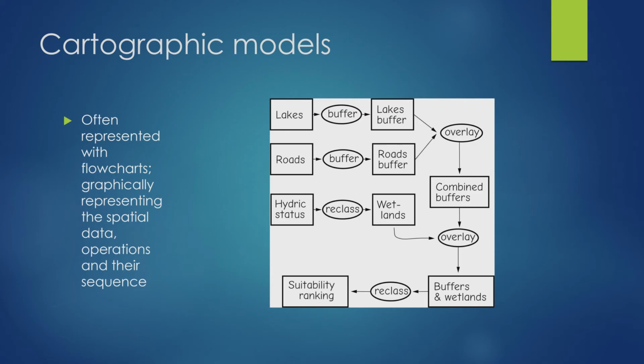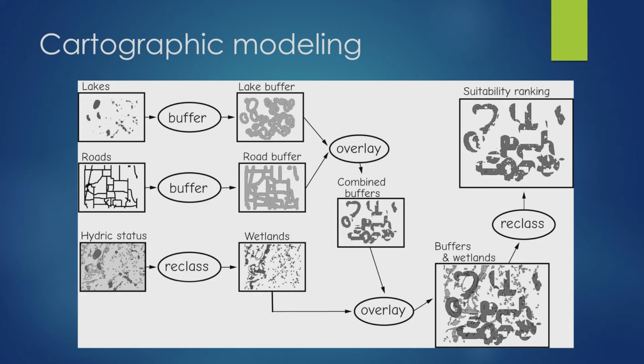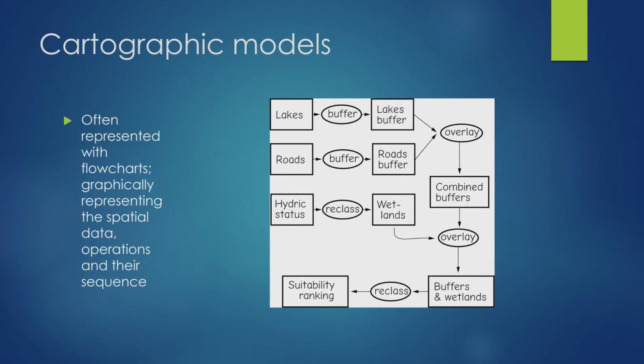So cartographic models are often represented with flowcharts graphically like this. This is the same flowchart, another representation of this same flowchart. So here it is with pictures. But if you were just doing this in your head, you might draw a flow diagram like this.